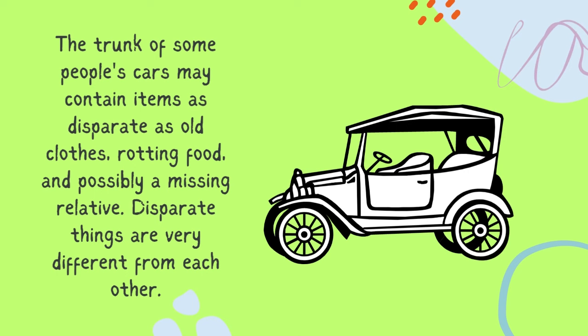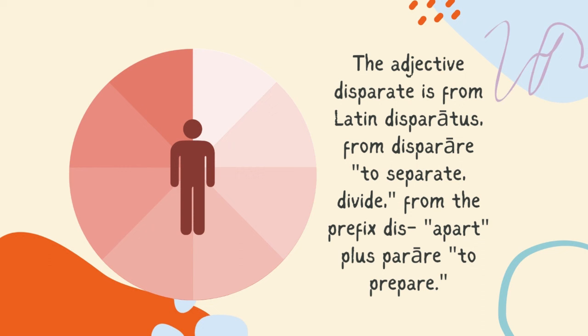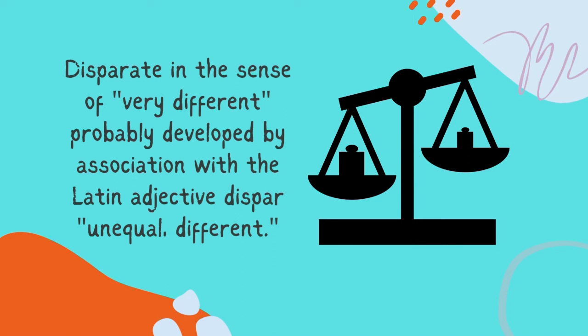The adjective disparate is from Latin dispartus, from dispar, to separate, divide, from the prefix dis, apart, plus pair, to prepare. Disparate, in the sense of very different, probably developed by association with the Latin adjective dispar, unequal, different.